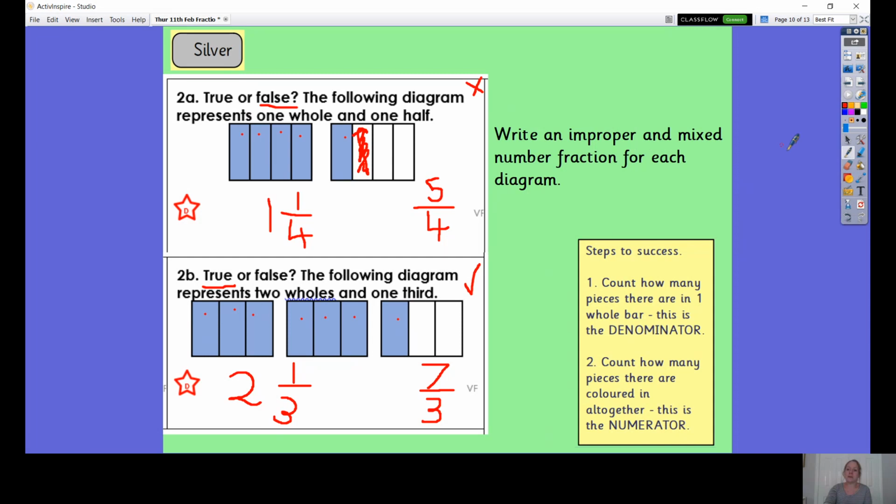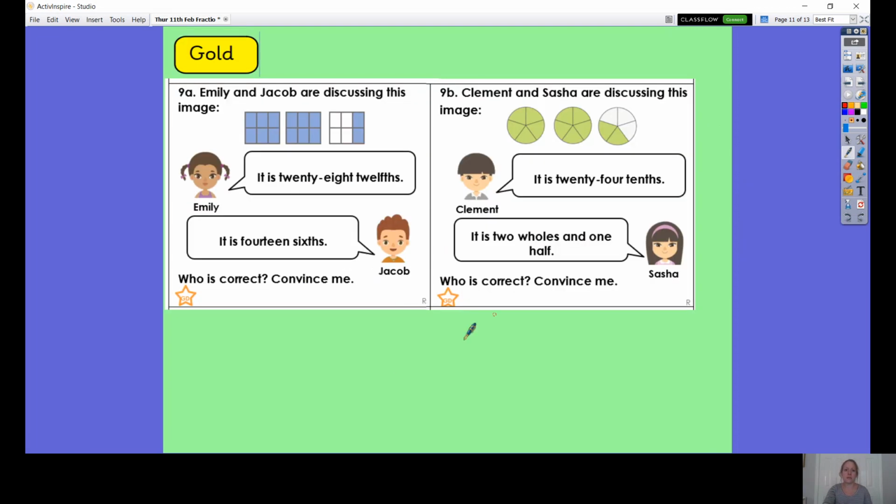Okay, right then, moving on to the gold activity for today. There's a couple of things there for you to do. So Emily and Jacob are discussing this image, and they both say different things, and you have to say who's correct and convince me, and the same for the next one. So I'm not going to go through the answers to this. If you have any problems with it, then you can drop me a dojo message or something, and we can talk through it. But it will take too long.